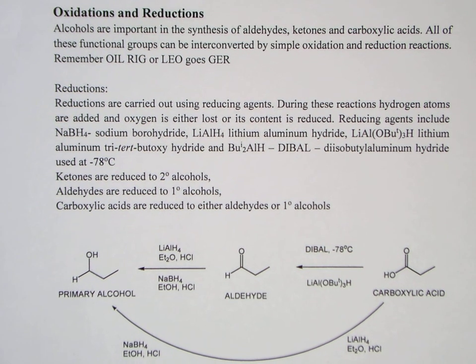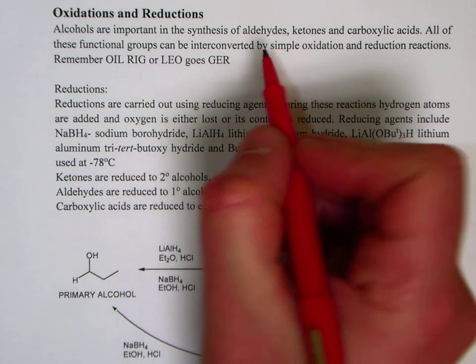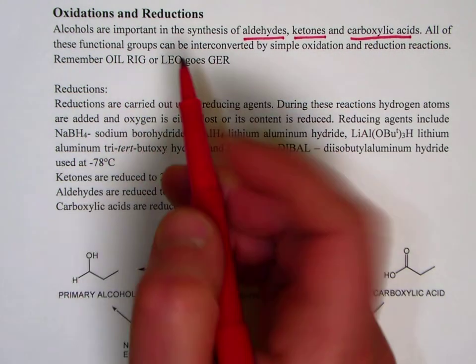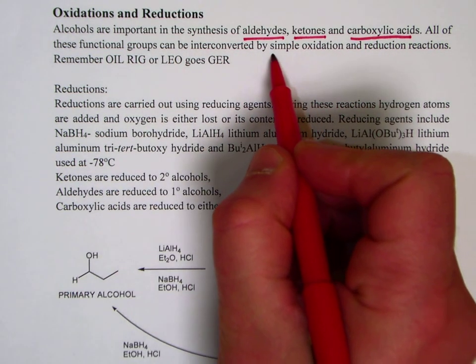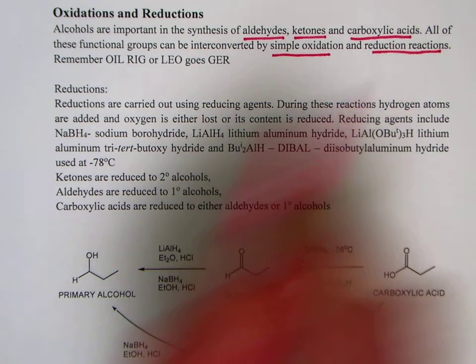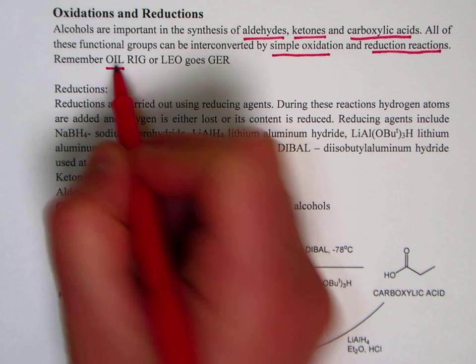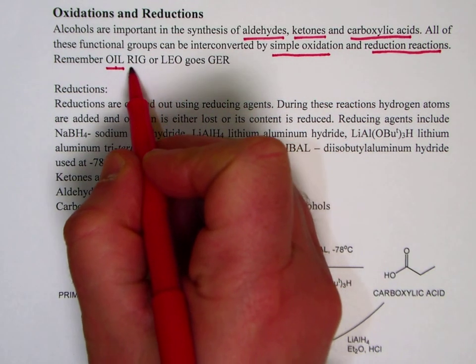Reductions are carried out using reducing agents. As we can see, we're going to look at oxidations and reductions. Alcohols are important in the synthesis of aldehydes, ketones, and carboxylic acids. All of these functional groups can be converted by simple oxidation and reduction reactions. Remember, oxidation is loss of electrons, reduction is gain of electrons.